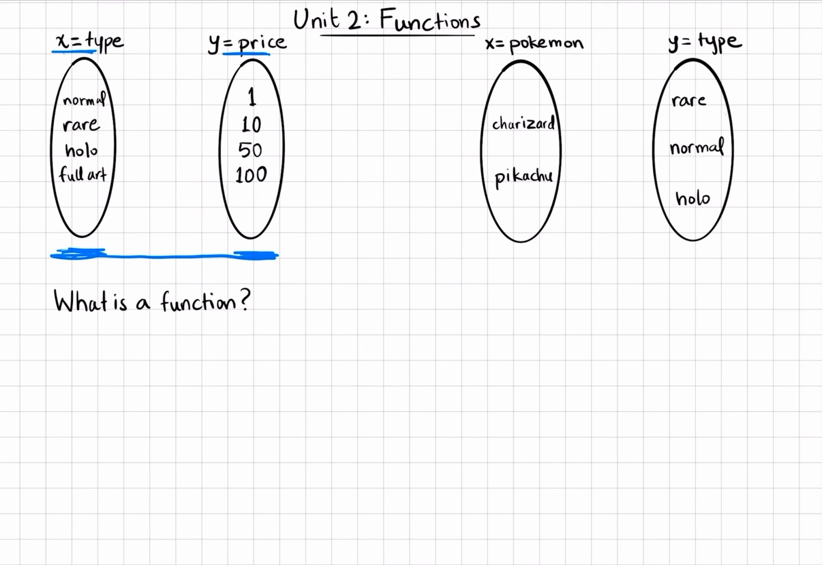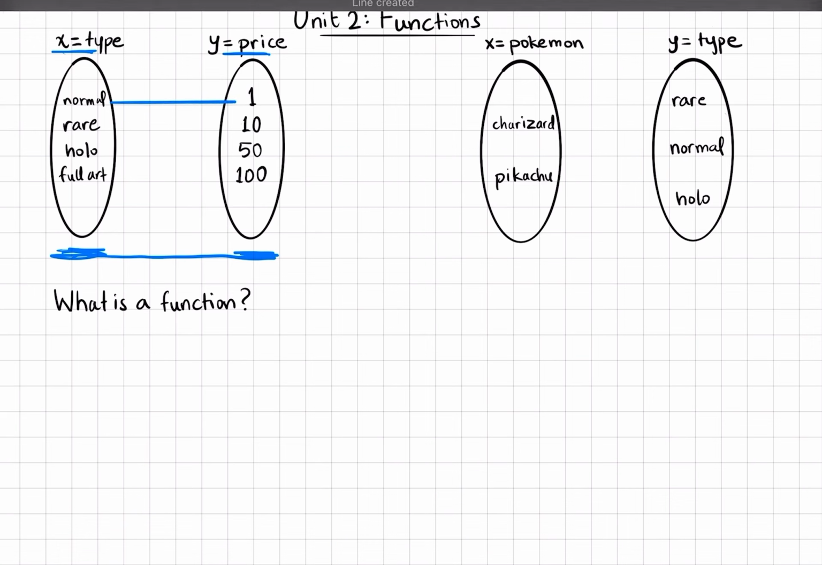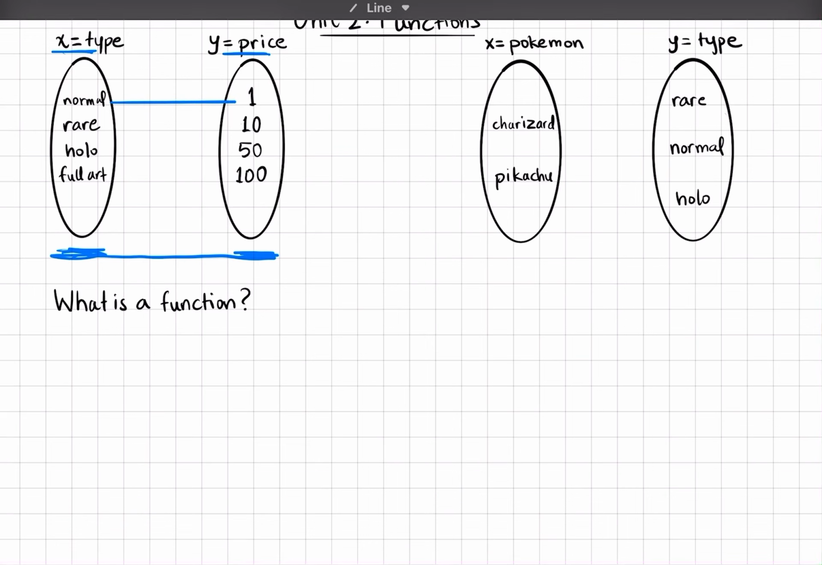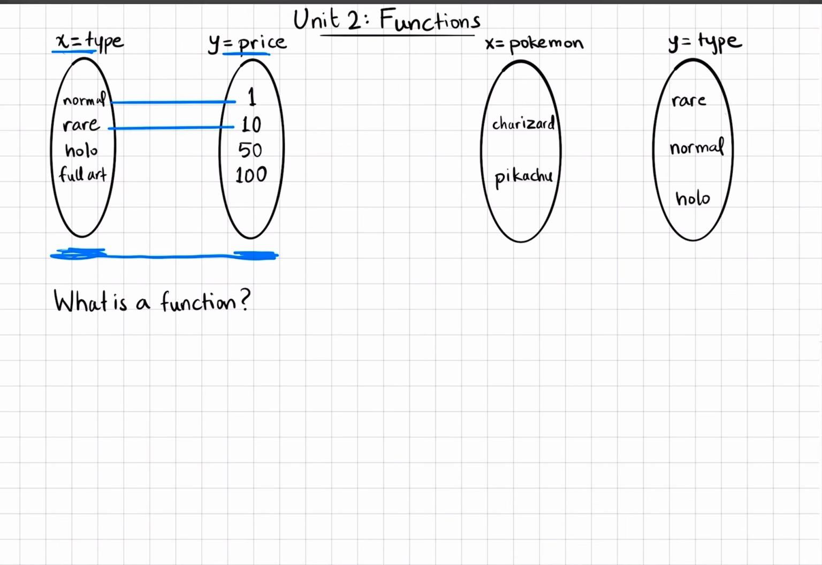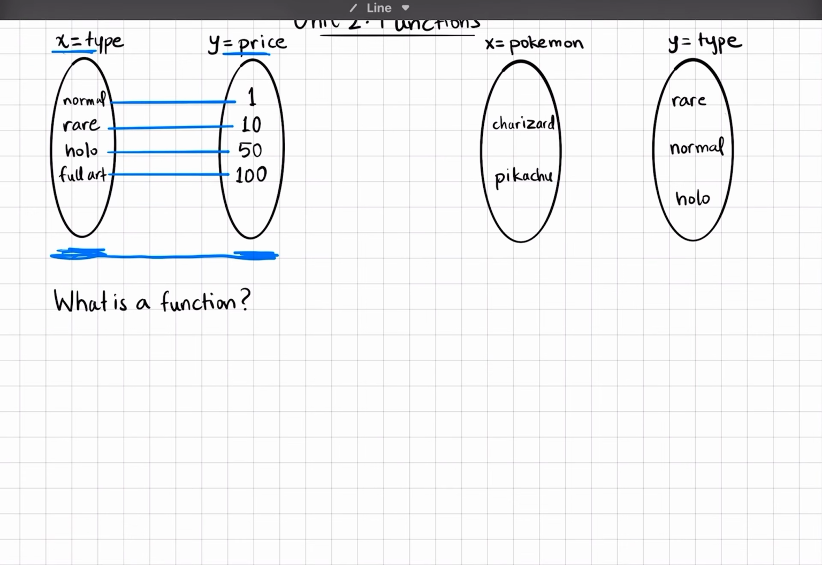Now, if we try to match these items together, we'll find that normal cards will usually have a price of $1. Rare cards will have a price of about $10. Holo cards, $50, and full art cards, $100. That's not true for all Pokemon sets, but it doesn't matter. It's just a price range. Think of any particular set and this is what their prices will be.